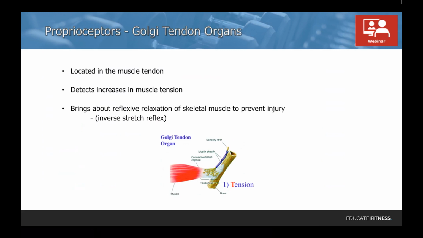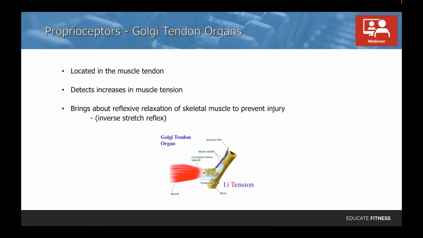The second and last proprioceptor we're going to talk about is the Golgi tendon organs. Again, it's in the name here. Golgi tendon organs are found in the tendon, so they are located in the muscle tendon. They detect an increase in muscle tension. Then once there's too much tension in the muscle, in the tendon, it's going to automatically bring a relaxation of the skeletal muscle to prevent injury.